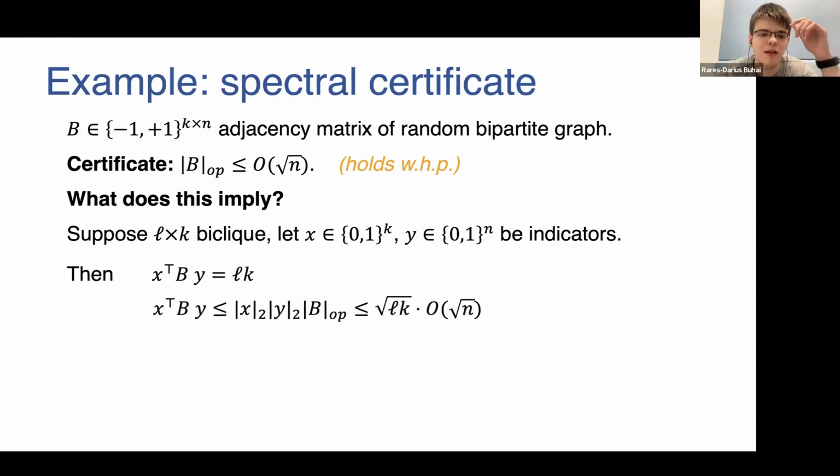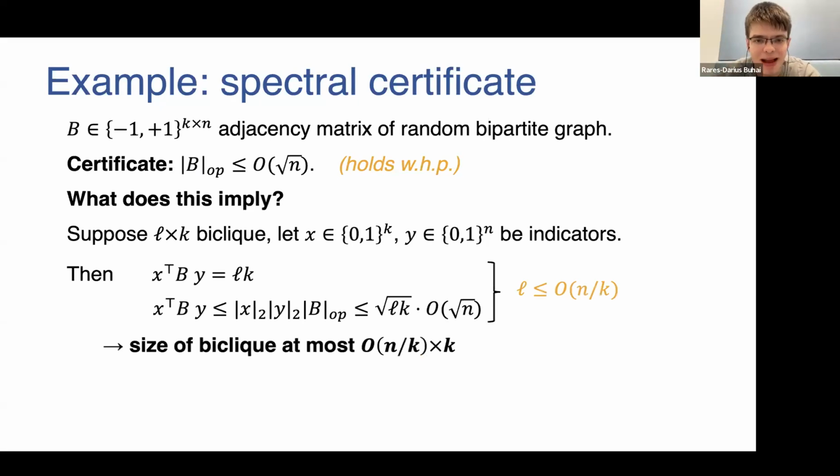And you can also get an upper bound on the same quantity. So X transpose BY is at most norm of X, norm of Y, norm of B. So norm of X and norm of Y are √L and √K, respectively. And the norm of B by the certificate is √n. So if you combine these two facts, you get that L is upper bounded by n over k, which means that the size of a biclique in this random bipartite graph is at most n over k by k. So the left-hand side of the biclique cannot be larger than n over k.